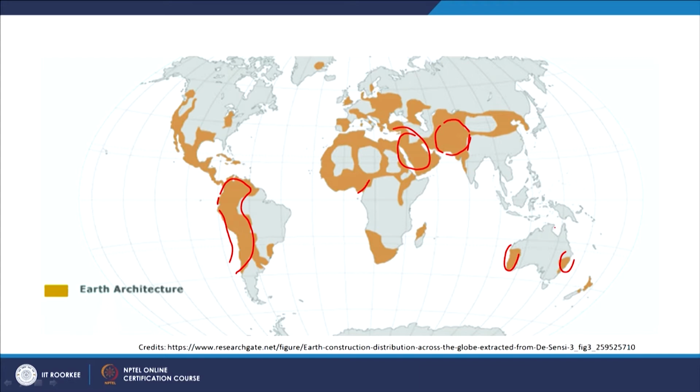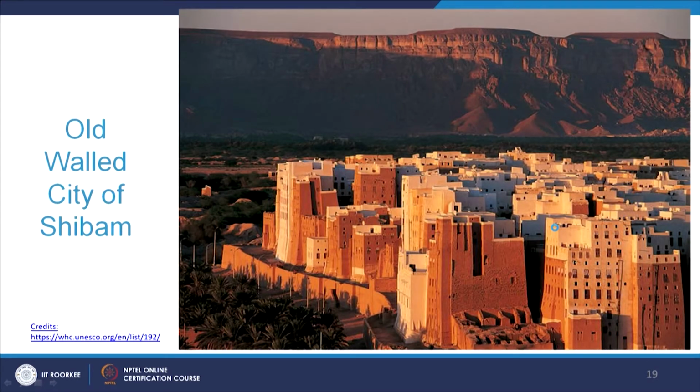So you'll find most of the earthen architecture, because earth, the adobe, the mud, is locally available in these parts of the region. That is how people have developed it. And I'll give you a good example of the old walled city of Shibam. In fact, if you look at this photograph, this whole settlement is a high-rise settlement. It is often referred to as the Manhattan of the desert, and the whole construction is built with mud. Can you imagine that this whole settlement is built with mud?